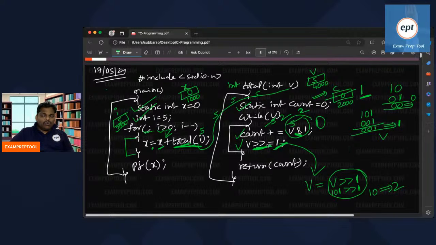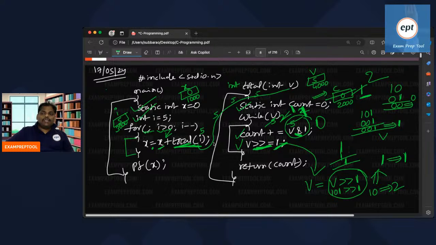Next, do one more right shift on V. This 10, if you do right shift, the 0 will go out and it will become 1 only. So this became 1. Now, once again, continue the while loop. This became 1 now. So count is equal to count plus 1 AND 1. 1 AND 1, if you do the AND operation, gives 1 only. So count is equal to count plus 1. So it became 2.